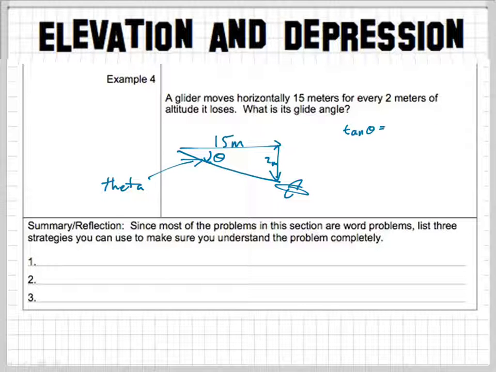Okay, tangent of theta equals, what's my opposite? 2. And what's my adjacent? 15. If you want to learn something, you're participating. Now, how do I get theta alone? Because that's what I'm trying to find. It says find its glide angle, so I need to know what theta is. How do I get theta out of tangent?